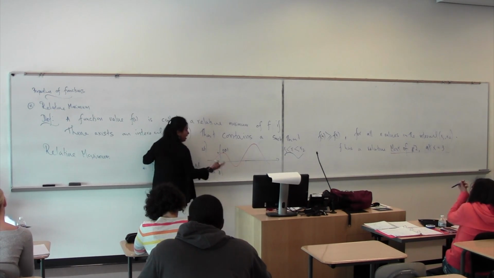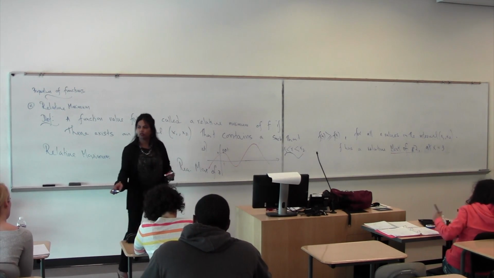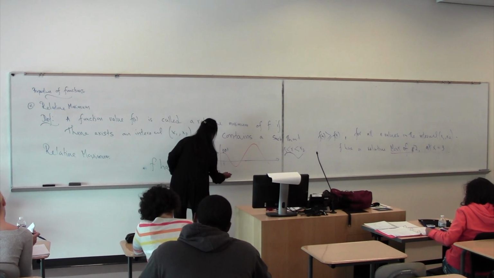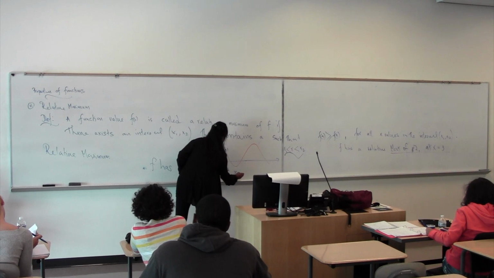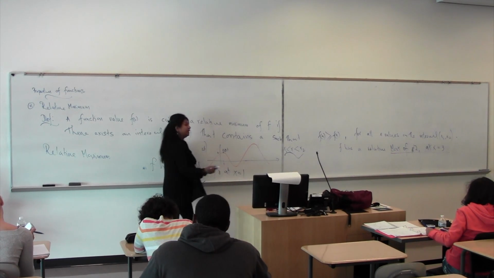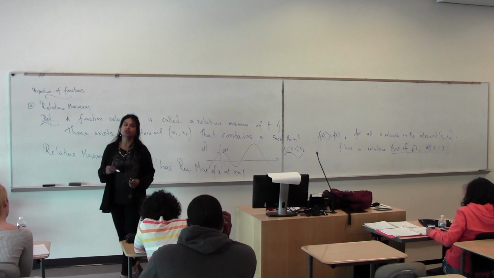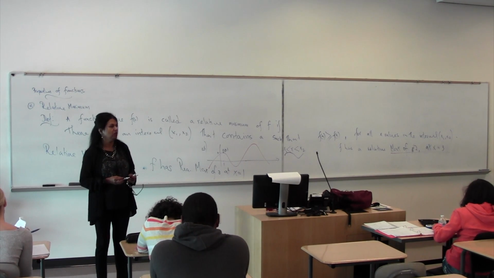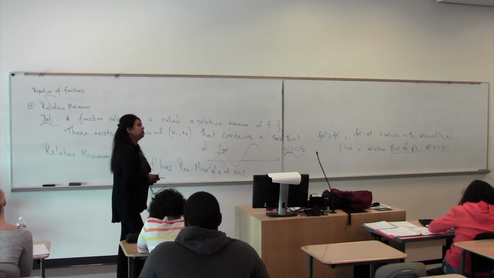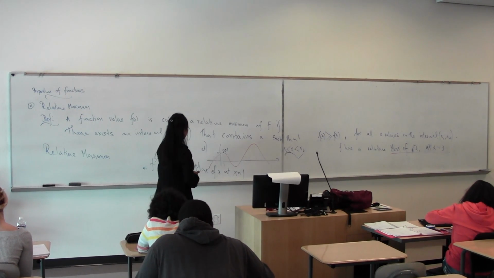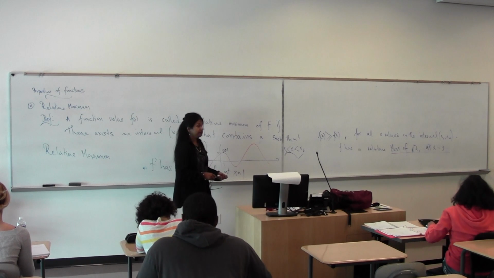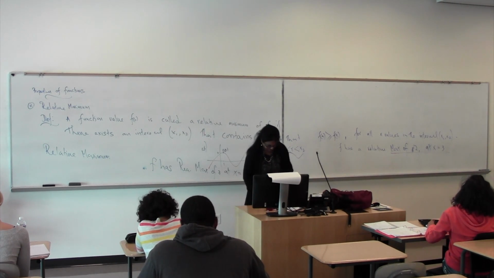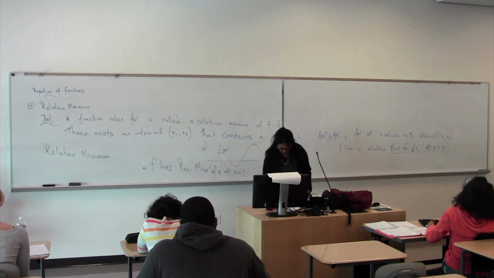That's the relative max value. The relative max of 3 at x equal to 1. When x equal to 1, there is a relative max of 3. You can also say it like that: when x equal to 1, the relative max is 3. But usually this is how we say it. Okay? Yeah. Good.